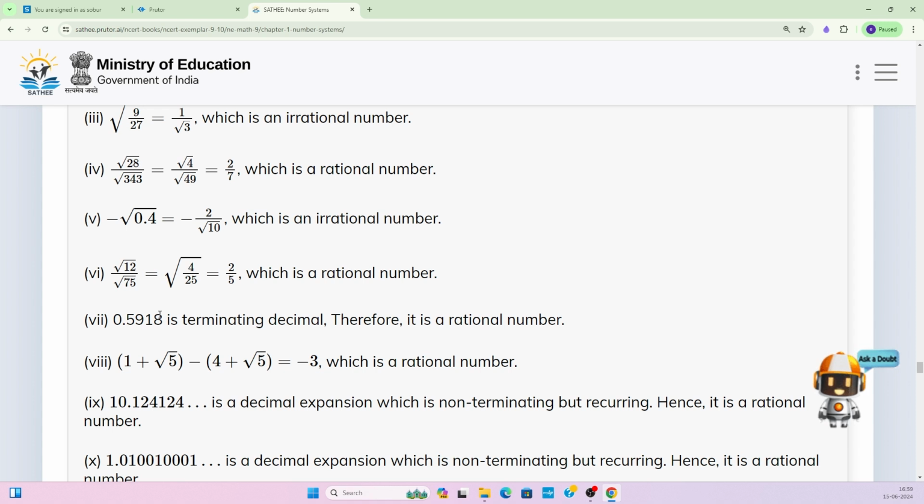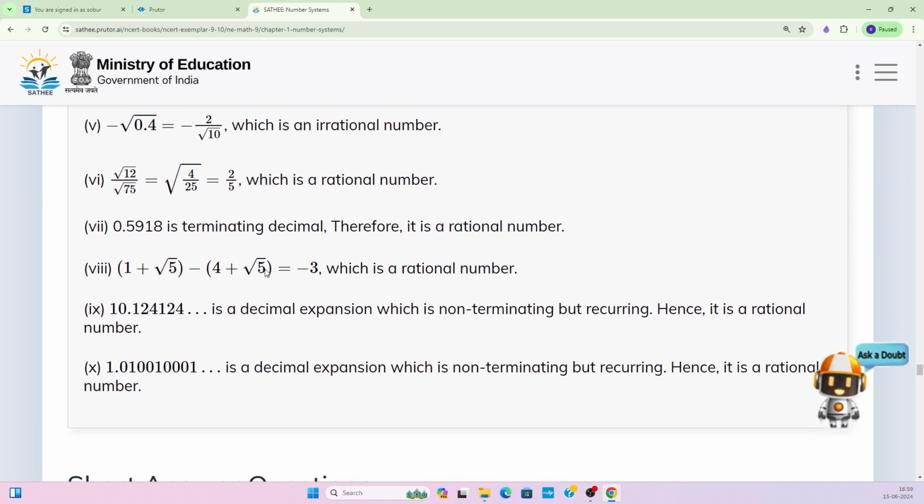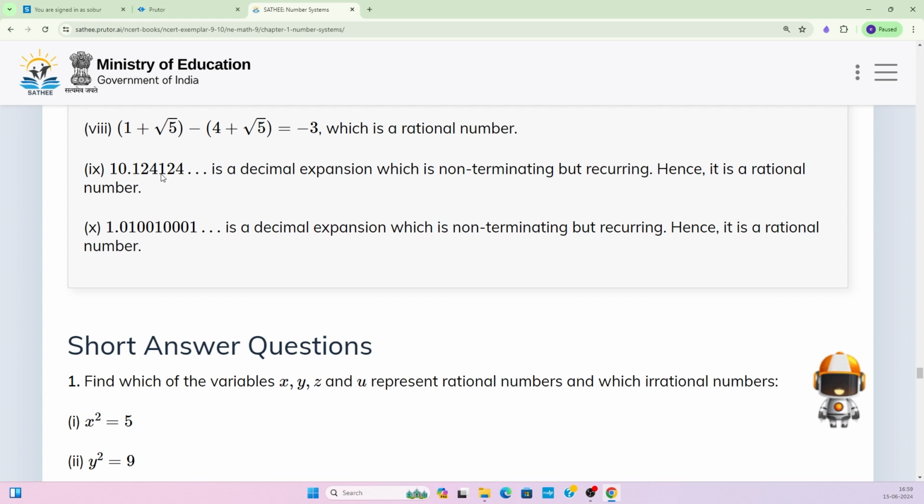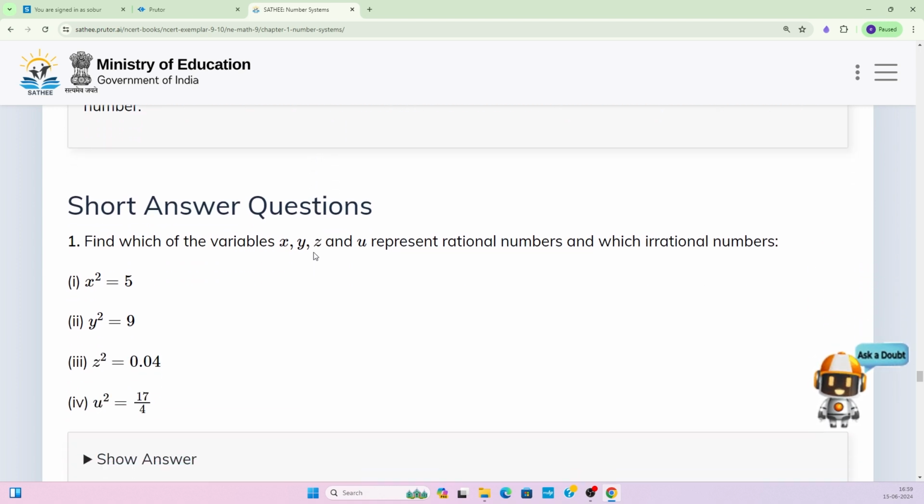And 0.5918 is a terminating decimal, so it is a rational number. 1 plus 5 root 5 minus 4 plus root 5 is equal to minus 3, which is a rational number. Okay, and 10.124 is a decimal expansion which is non-terminating but recurring, hence it is a rational number. And then 1.010010001 is a decimal expansion which is non-terminating but recurring, hence it is a rational number. Now let us move to the next section.